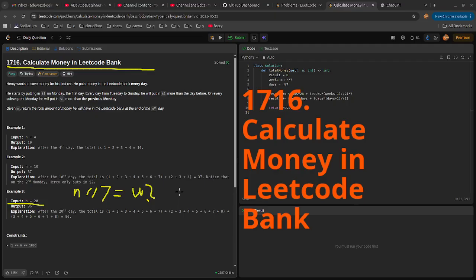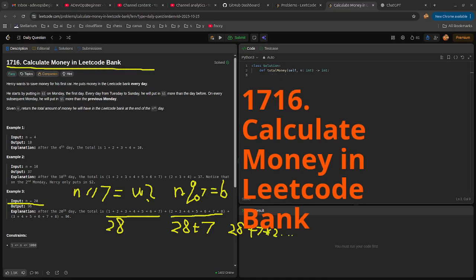2 weeks. Then how many days are left? This is the first week. This is the second week. In this case, we have 2 weeks. The first week will be 28. And for this one, it will be 28 plus 7. And if there's a third week, it's going to be 28 plus 7 times 2, and so on.